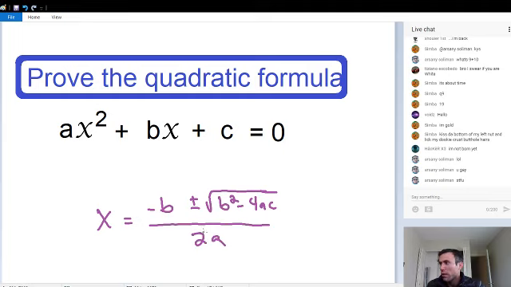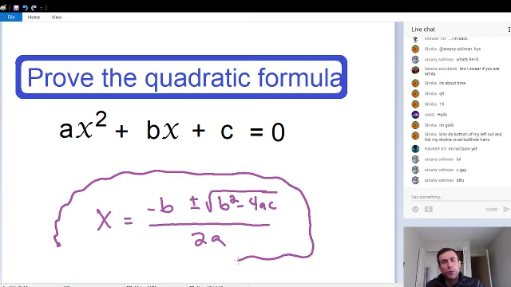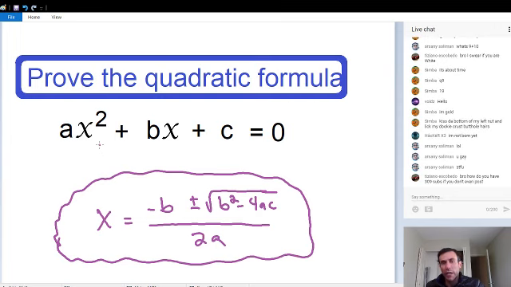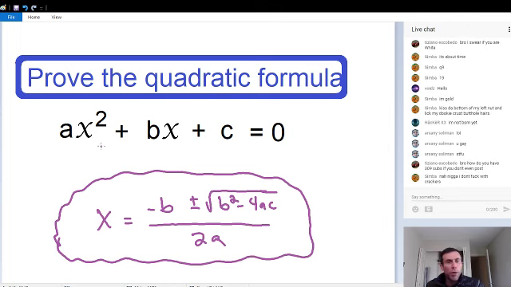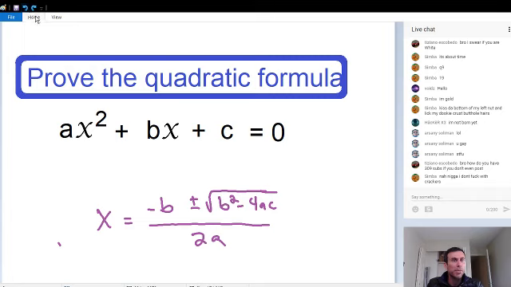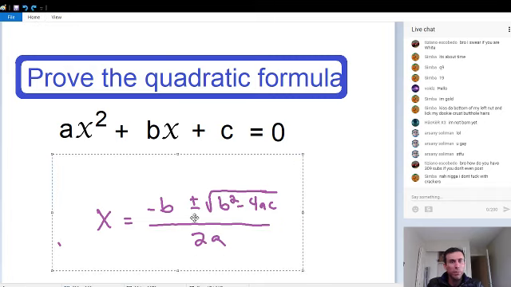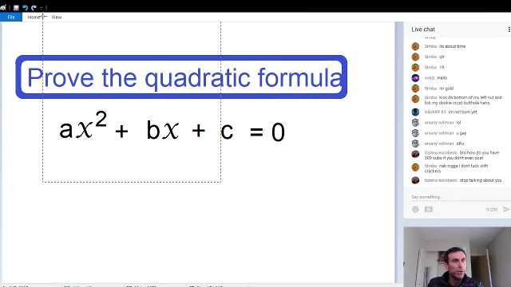Okay? So we're going to prove this formula to be true by completing the square of this generic quadratic equation. So I'm hoping that you guys find this as fascinating as I do, because you actually can prove this quadratic formula by completing the square. So we're going to use exactly the same steps that we used for all the rest of the problems to prove this formula. So I think that's pretty cool. So let's get started right away.